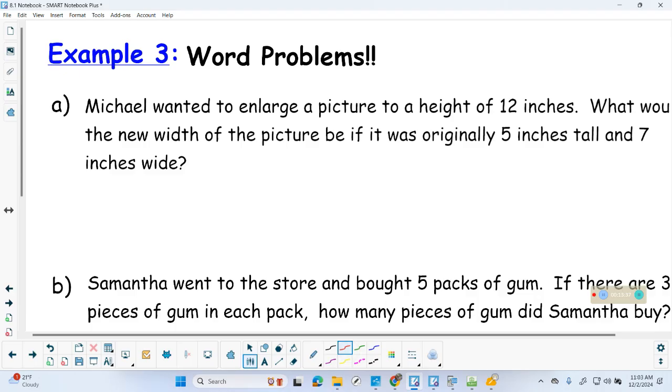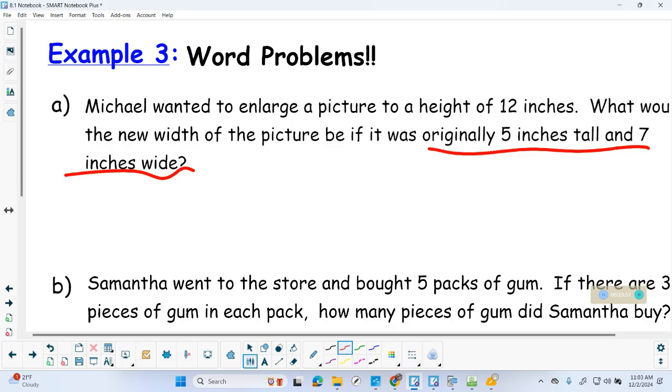Here we go. Gotta do some word problems. I guess I want to enlarge a picture. Michael wanted to enlarge a picture to a height of 12 inches. What would the new width of the picture be if it was originally, catch that part, originally 5 inches tall, 7 wide? So I'm going to start with that.